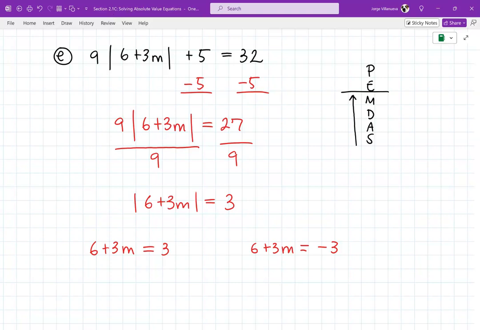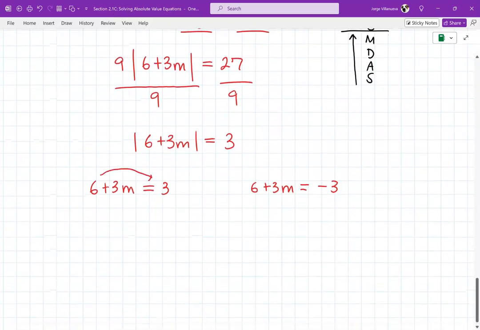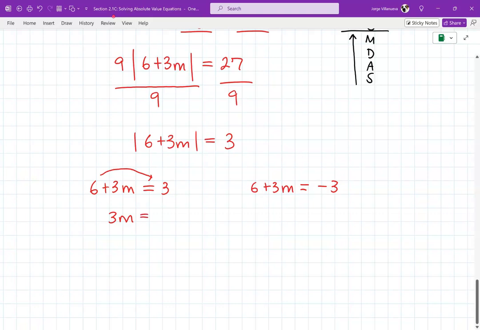Now we just solve. If I move the 6 over here, I get 3m equals negative 3. Divide both sides by 3, and I get one answer: m is negative 1. Do the same thing on the other side. I move the 6 over to the right side. I get 3m equal to negative 3 minus 6, that's negative 9. Then I'll divide both sides by 3. m is equal to negative 3. And I got my two solutions.